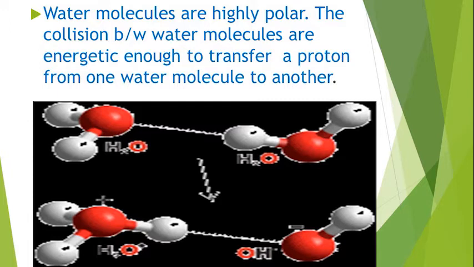If you see in this picture, in the first step, two water molecules come close together and both attract each other. After some time, one water molecule attracts one hydrogen from the other molecule and becomes a hydronium ion, and the other water molecule releases its hydrogen ion and becomes a hydroxide ion, as you see in this picture.